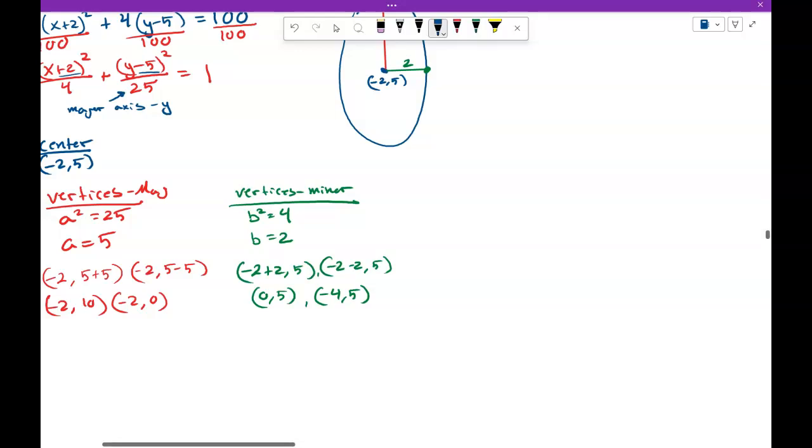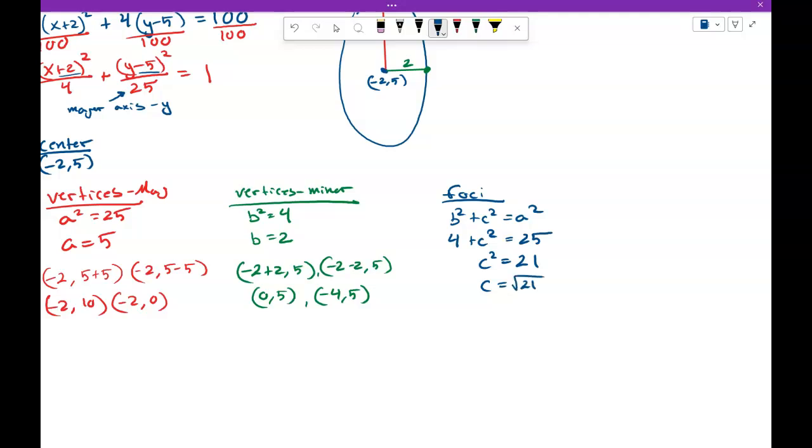Lastly, we need our foci. So again, we need the value of c. So we'll use our Pythagorean relation, that b squared plus c squared equals a squared. We've been given b squared, we're solving for c squared, and we have a squared. So c squared equals 21. Well, 21 is not a perfect square, so c just is the square root of 21. It's an approximate value. And if we're trying to graph, we can get an approximate location, the square root of 21 being close to 4.6.